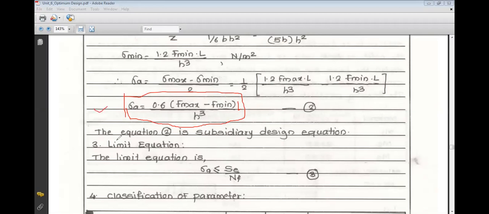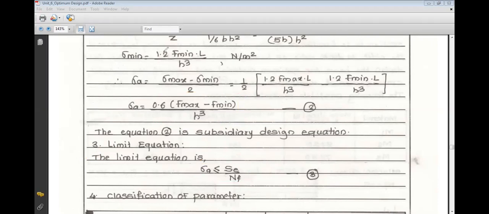Again the limit equation. So the limit equation is that the value of sigma A should be less than or equal to endurance strength upon factor of safety, or endurance limit upon factor of safety. So this is the primary design equation, subsidiary design equation, and limit equation.